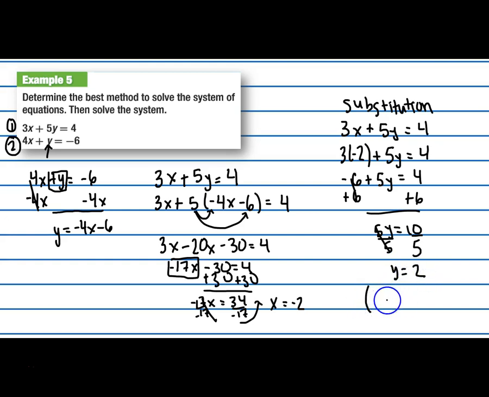Make sure you leave it as an ordered pair with an x and a y. Our x is negative 2 and our y is 2. There's our solution.